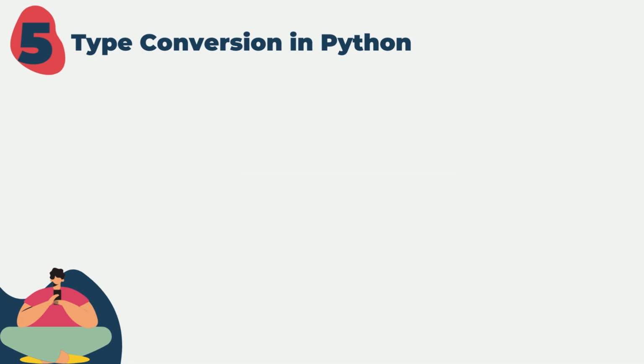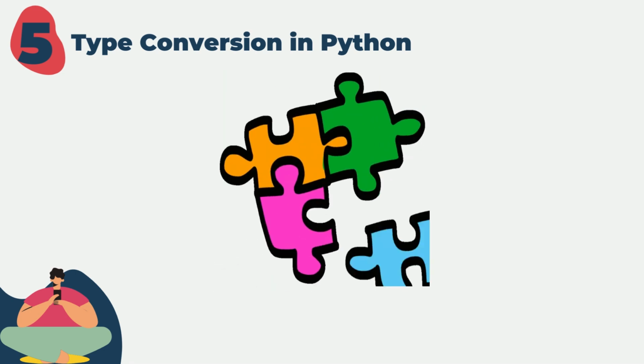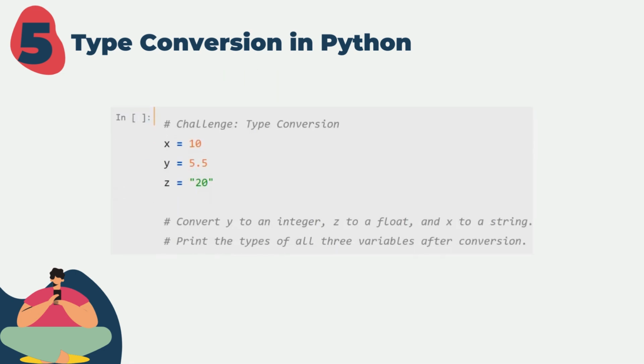Now, let's dive into the challenge and see how well you can handle Python's type conversion. Your challenge is to convert y to an integer, z to a float, and x to a string. After the conversion, print the types of all three variables. Pause the video here, attempt the challenge, and share your solution in the comments below.